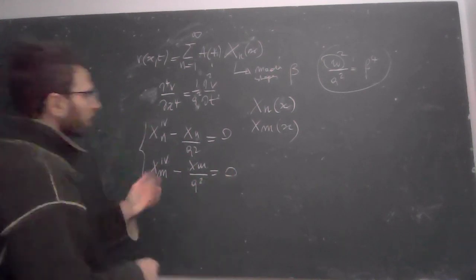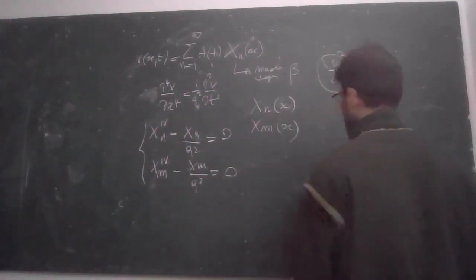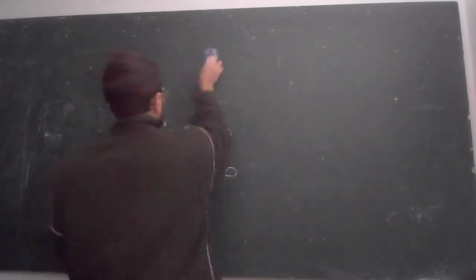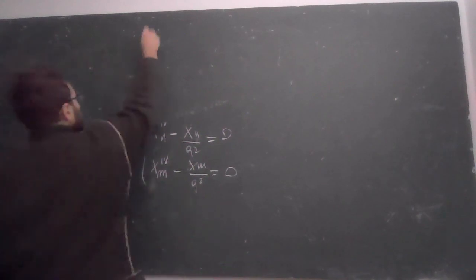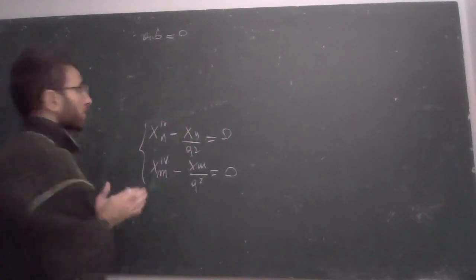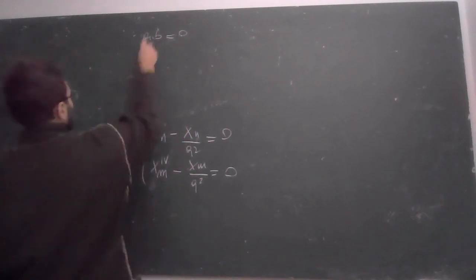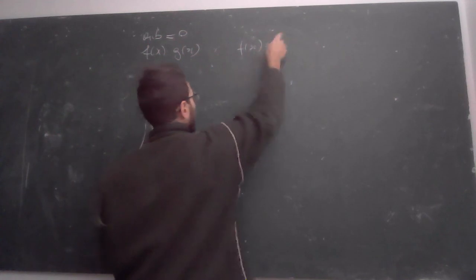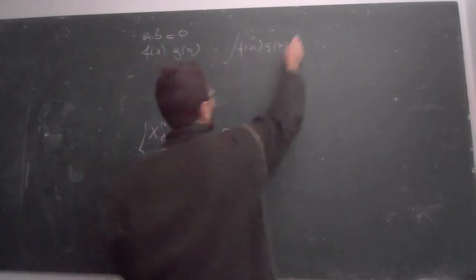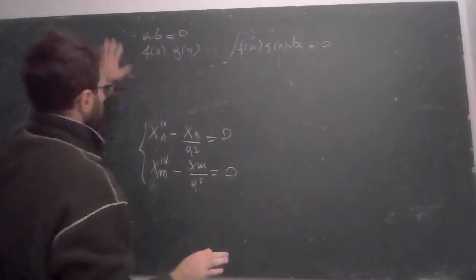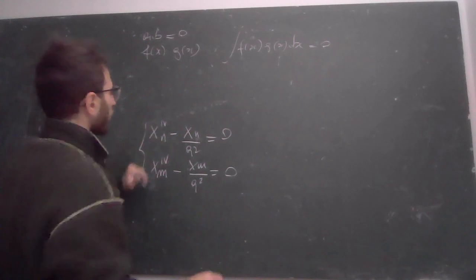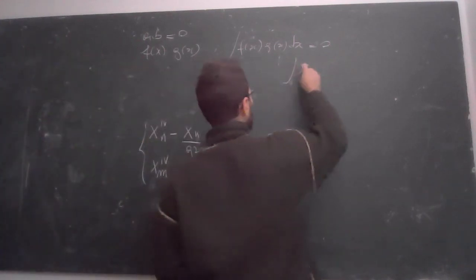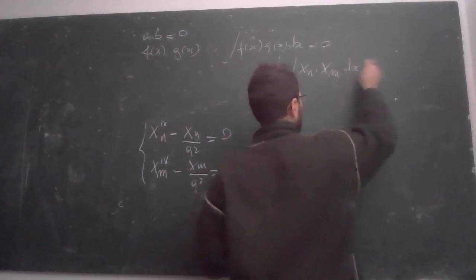How can we prove that two modes are orthogonal between each other? The orthogonality condition is this one. Two vectors a and b are orthogonal when the inner product is 0. Two functions f of x and g of x are orthogonal when the integral of their product over all x is equal to 0. Just the same definition. So we must find if these two modes X_n and X_m are orthogonal, that is, whether the integral of X_n times X_m dx is equal to 0.